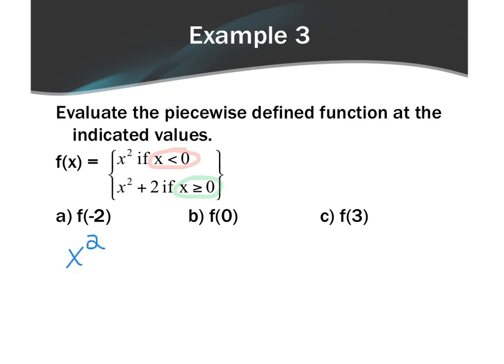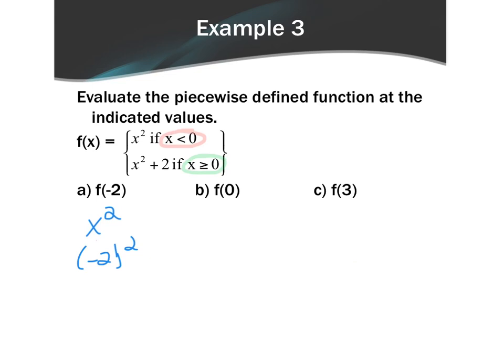So you would show me, hey, I understand. I have to plug it into x squared. And then when you do, you'll say negative 2 squared is what? 4. So you would say f of negative 2 equals 4. You don't plug it into both. You only use the expression that the number that they give you falls into.